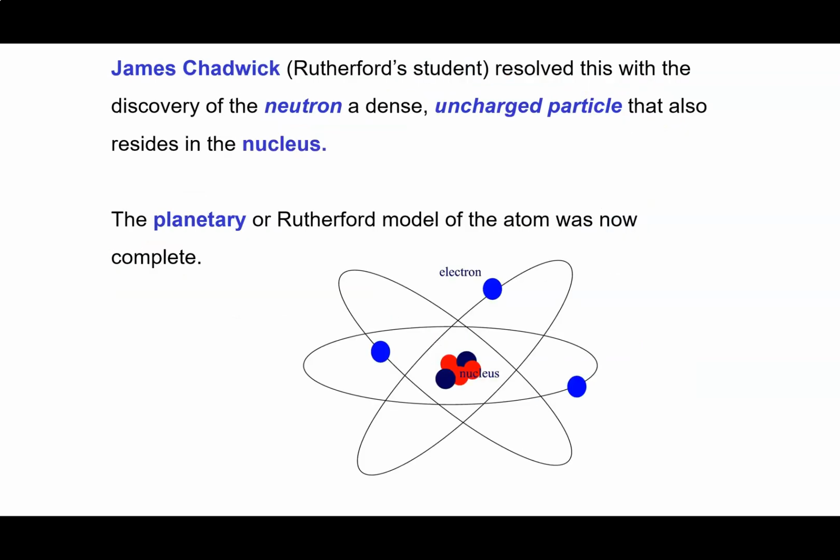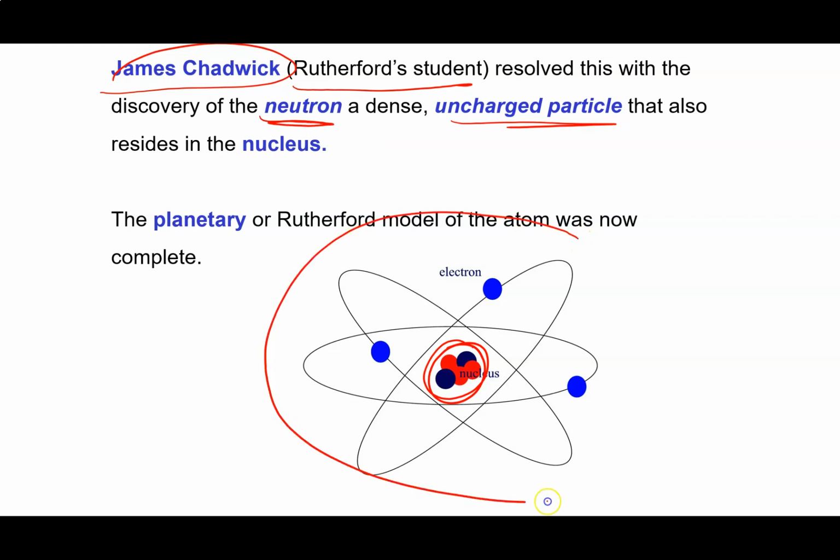And it took about 30 years to get the whole thing resolved. And it was actually a guy called James Chadwick, who was Rutherford's graduate student, who actually resolved this issue. And he discovered a particle called the neutron, which has zero electrical charge, that also sits in the nucleus alongside the proton. Now your nucleus is heavy enough to explain all the results that we're seeing. So what do we end up with? We end up with the familiar model of the atom.